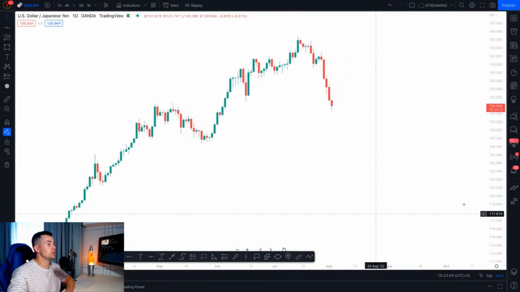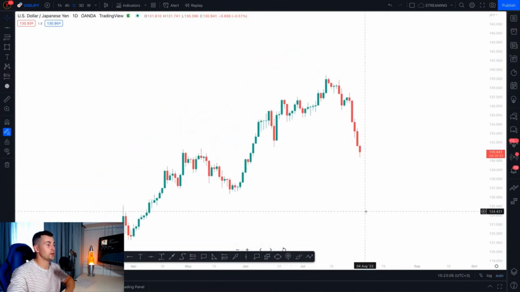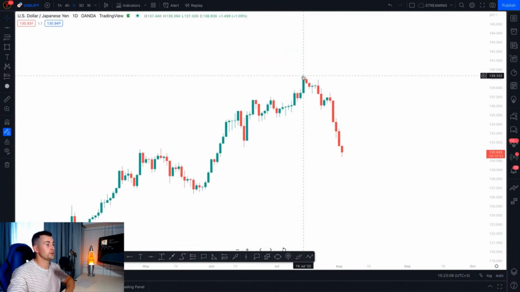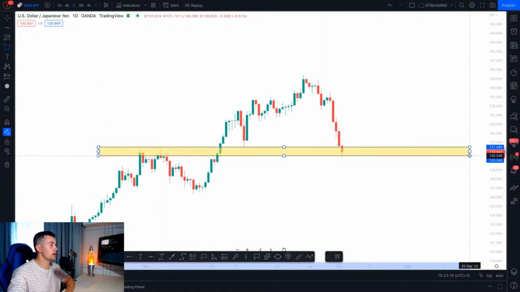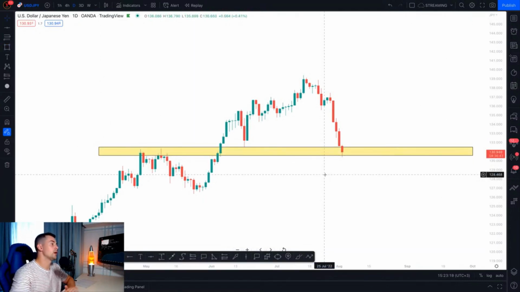You can see that we have a very strong bearish rally on the dollar yen pair, and reaching that structure high, the market started to retrace. In retracing, at the moment the pair is approaching this very strong demand cluster. We have a very strong horizontal structure right here that the market is approaching right now.